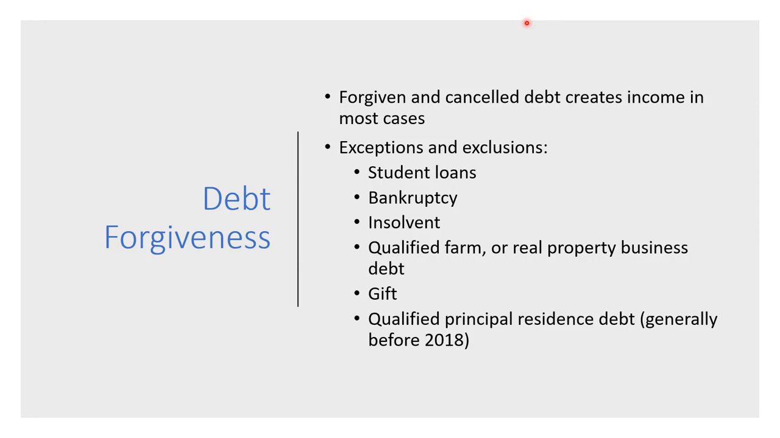Other debt that is not income: debt that is qualified farm debt, canceled by a qualified person; debt that is qualified real property business debt; cancellation intended as a gift; or debt that is qualified principal residence indebtedness. However, this exclusion applies only to debt discharged after 2006 and in most cases before 2018.